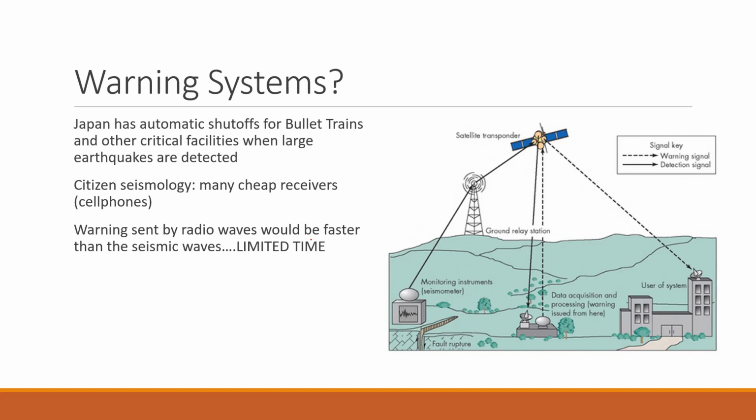Warning systems are our best bet. Japan has automatic shutoffs for those bullet trains. Actually, Japan is the most prepared of any country for earthquakes. We can use a thing called citizen seismology. So I was talking about the cost of those instruments.